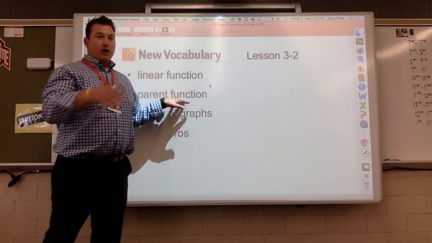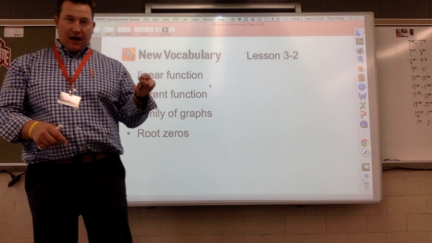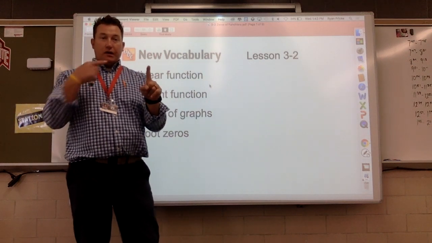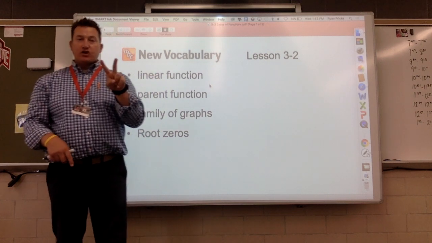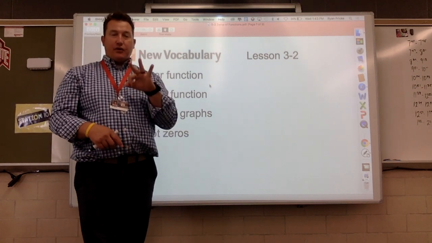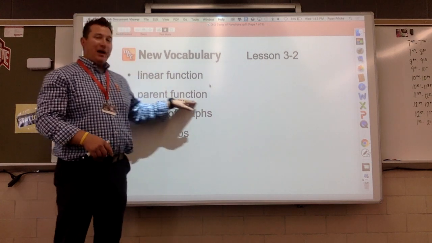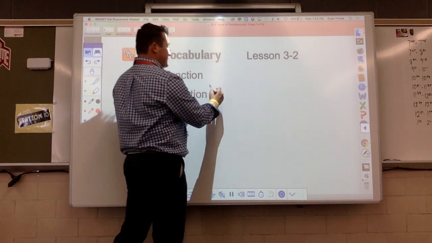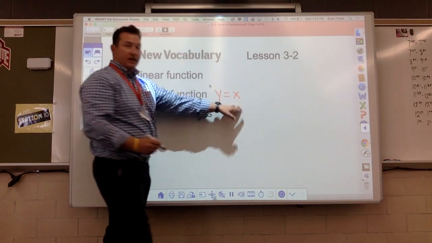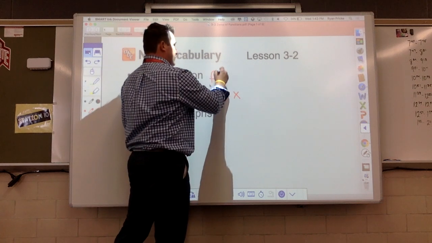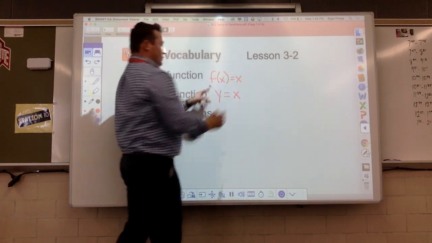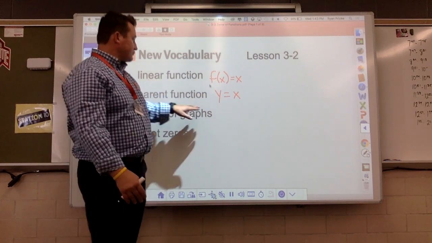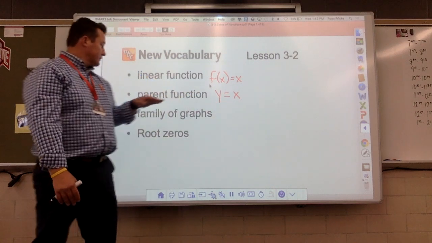Parent function. We're going to deal with parent functions for all of our different kinds of functions. Remember, we will have 3 kinds of functions this year. Kind number 1, linear. Kind number 2, exponential. And the third kind is quadratic. So we will have a parent function for each one of those, okay? Our parent function for linear equations, guys, is just this equation here, y equals x. Or sometimes we will see f of x equals x. F of x and y are just synonyms for each other. They mean the same thing. Okay? This is our parent function.